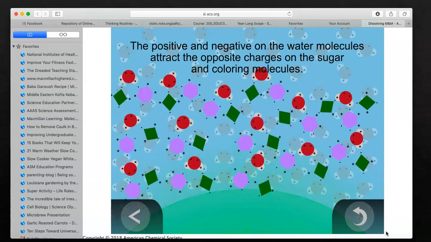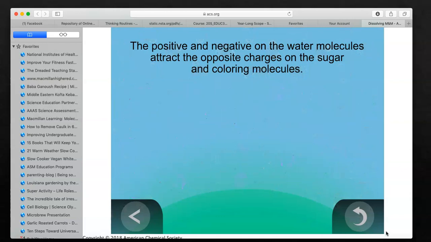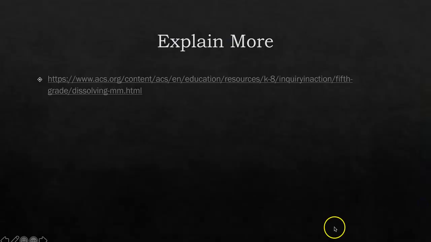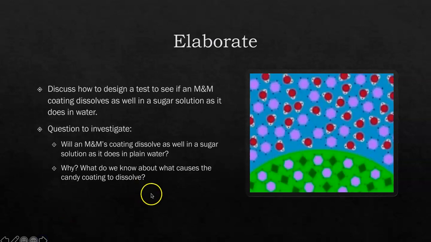I would bring back the key terms solvent and solute at this point, just so we can reiterate the key terms and ideas. So now we're going to discuss how to design a test to see if an M&M coating dissolves as well in a sugar solution as it does in a water solution. So we can ask our students things like, will an M&M's coating dissolve as well in a sugar solution as it does in a plain water solution? Why? What do we know about the causes of the candy coating to dissolve?